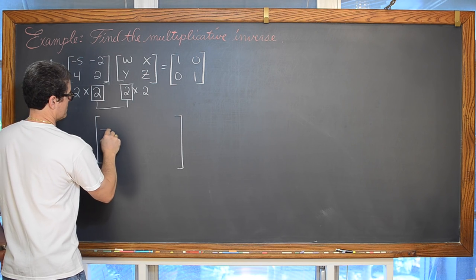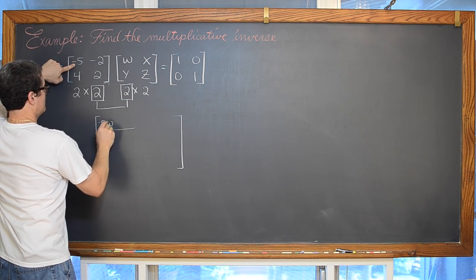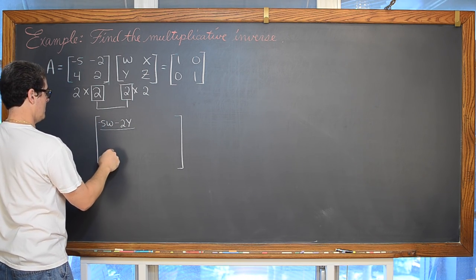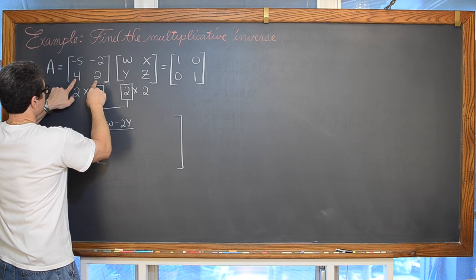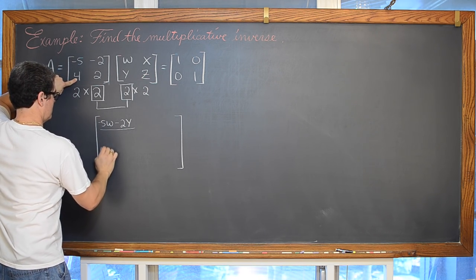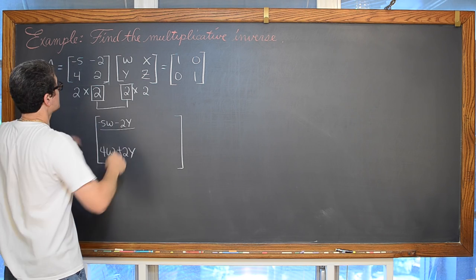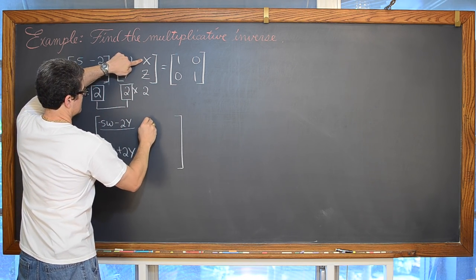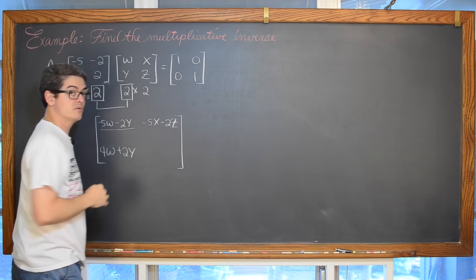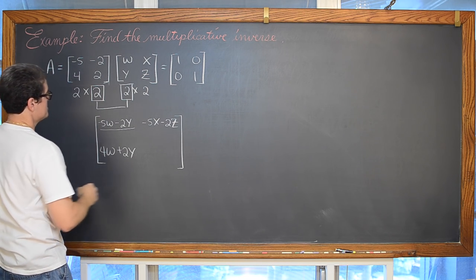Okay, so the first row, first column: negative 5w and negative 2y, or plus a negative 2y. Second row, first column: we have 4w and 2y. Now the first row and second column: we have negative 5x and negative 2z, or you can write plus a negative 2z. And the second row, second column: we have 4x and 2z.